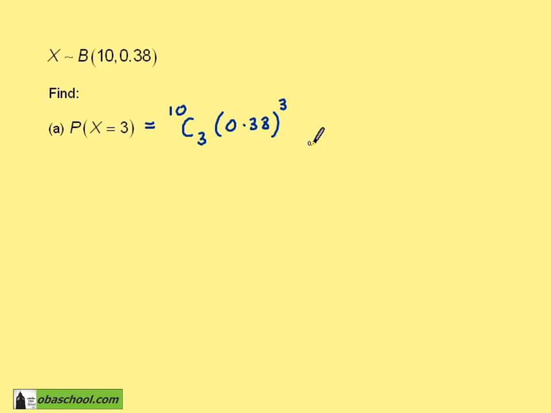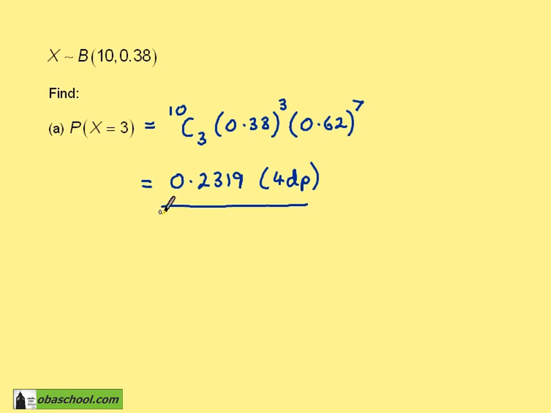If the probability of success is 0.38, the probability of failure must be 0.62. Remember, the probability of success and failure must add to 1. If we've had 3 successes out of 10, we must have had 7 failures. We can calculate this and get 0.2319, correct to 4 decimal places.